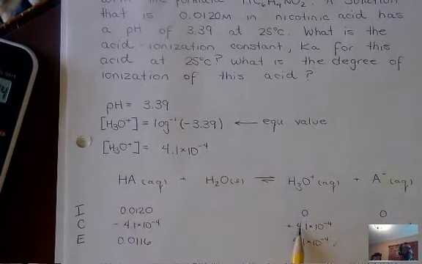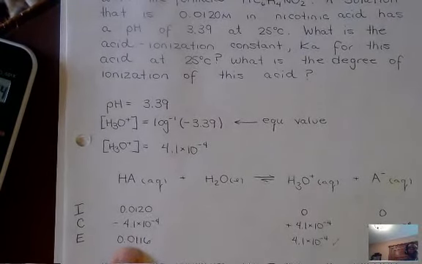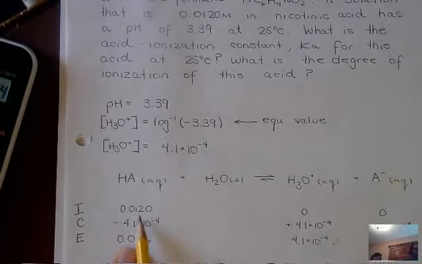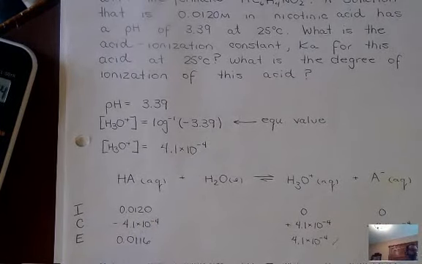So this goes down by that number. Excuse me, this goes up by that number. This goes down by that same exact number. Okay, how do I get the equilibrium concentration of HA or the niacin? I take what I started with, I subtract off how much reacted, and this is what I have after it reacted.